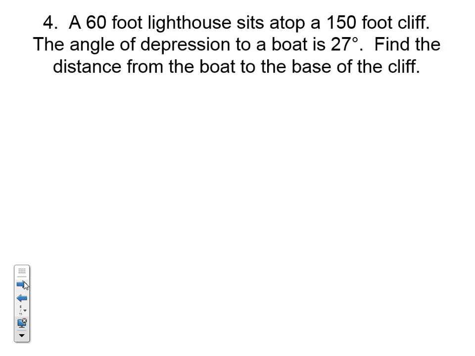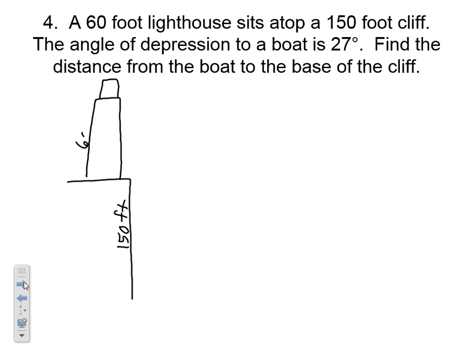And our last story problem, ladies and gentlemen. A 60-foot lighthouse sits atop a 150-foot cliff. The angle of depression to a boat is 27 degrees. Find the distance from the boat to the base of the cliff. So we need to draw a picture of this situation as well. First thing I would need, a cliff. And then it is 150 feet tall. Then I need a lighthouse. There's my lighthouse. And that is 60 feet tall.